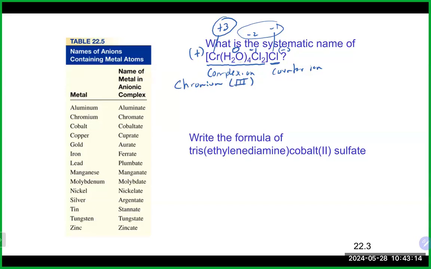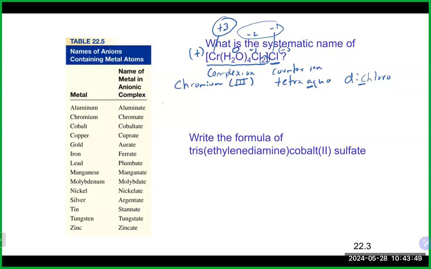We also have 4 waters. So the prefix for 4 is tetra, and you could go aqua, whichever way you would like to roll with that. We also have 2 of the Cls, and 2 is di, and that is chloro. So that is all the complex ion part of the name. Again, we're going to go with ligands first in alphabetical order. In this case, which one should come first? It is actually this guy, because we're going to ignore the prefixes and look at the actual ligand names.